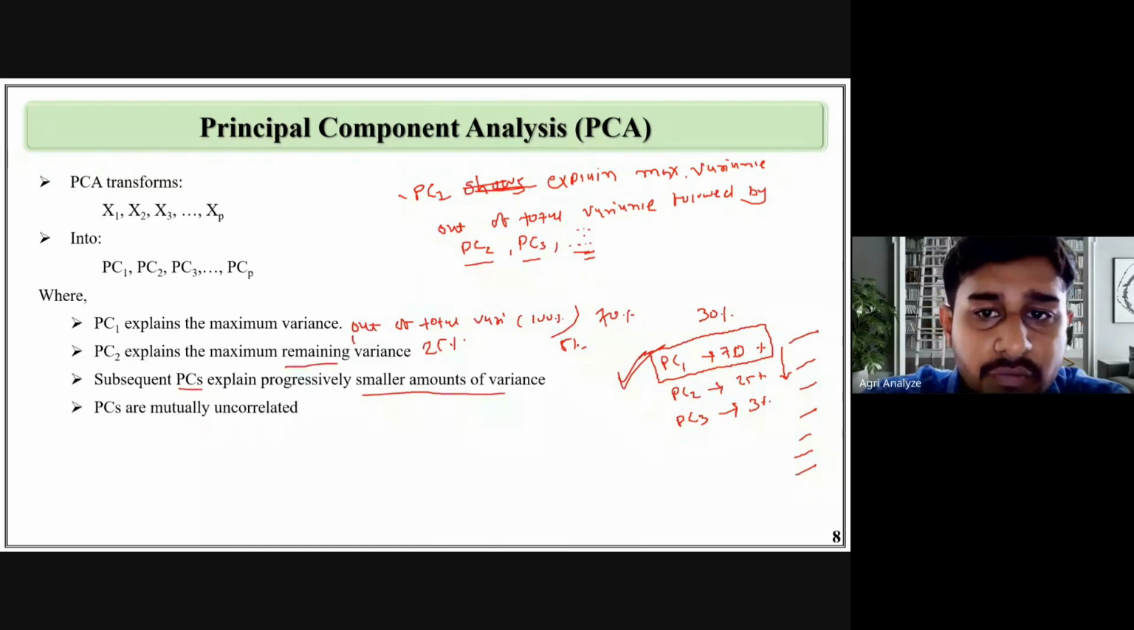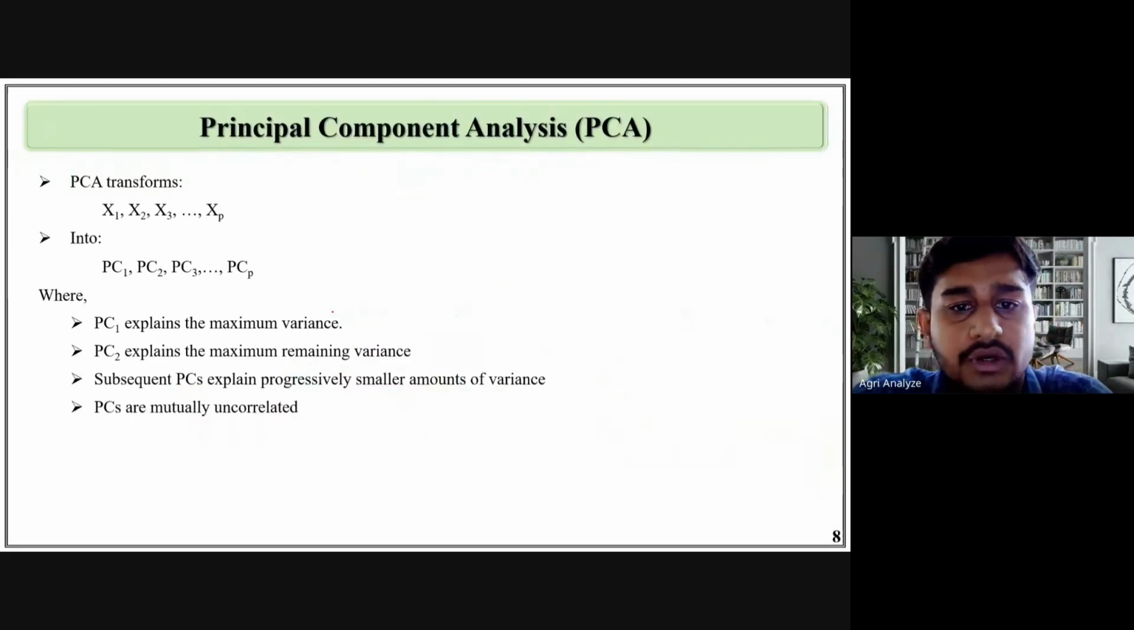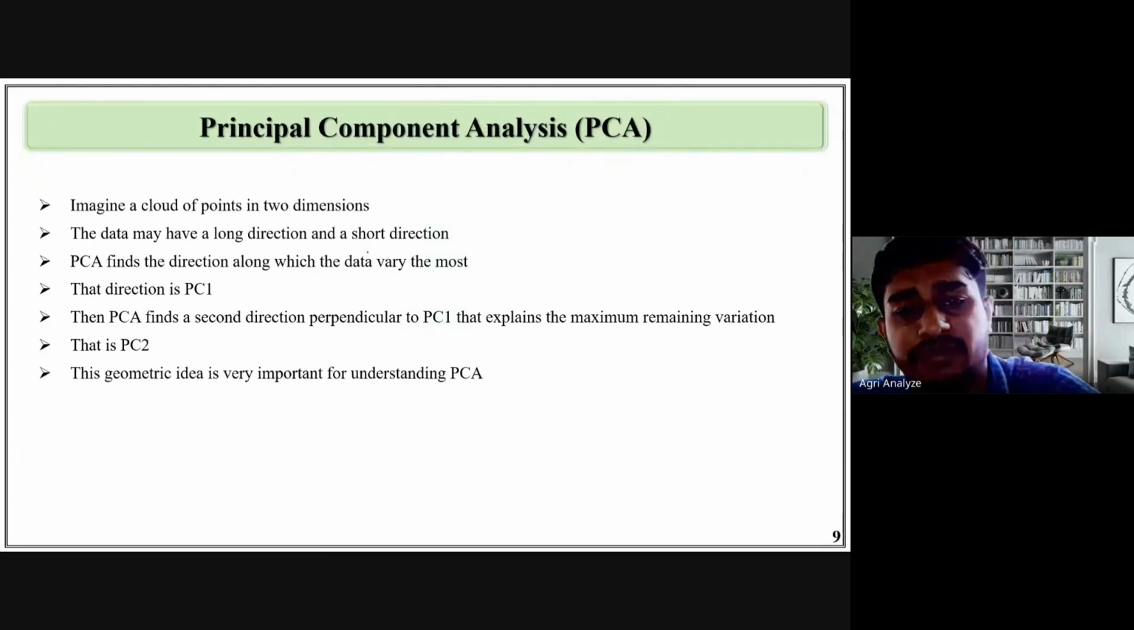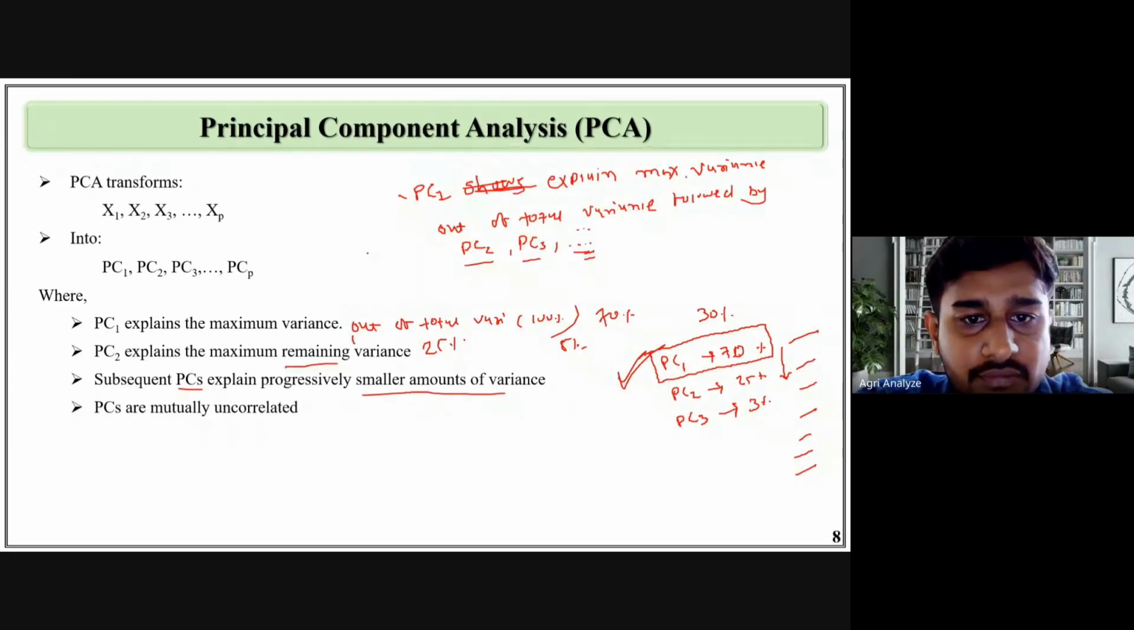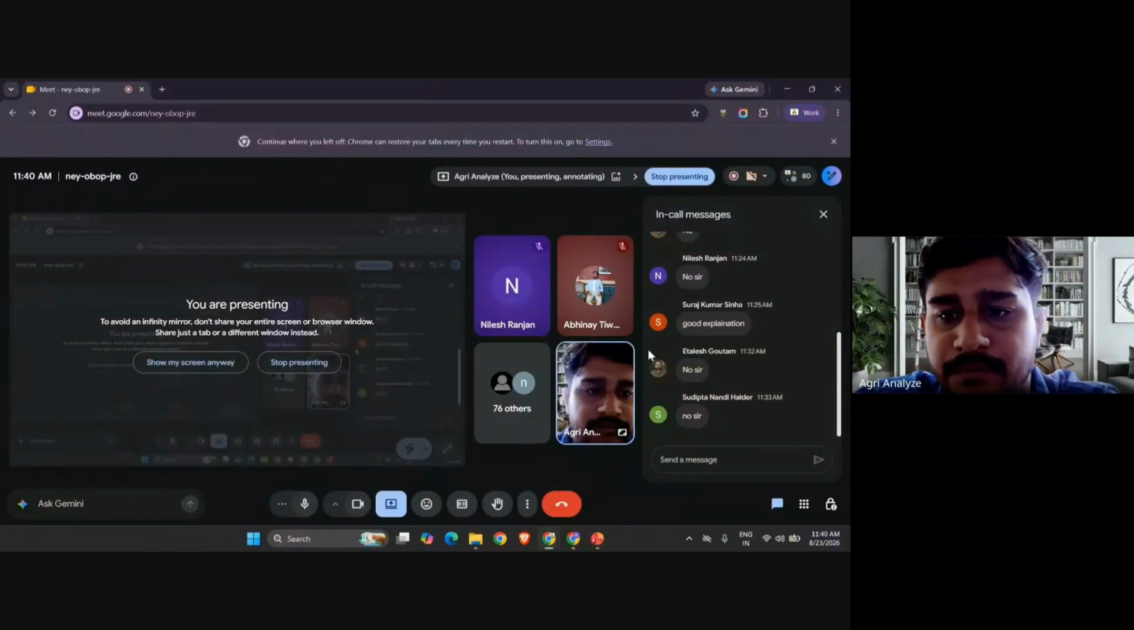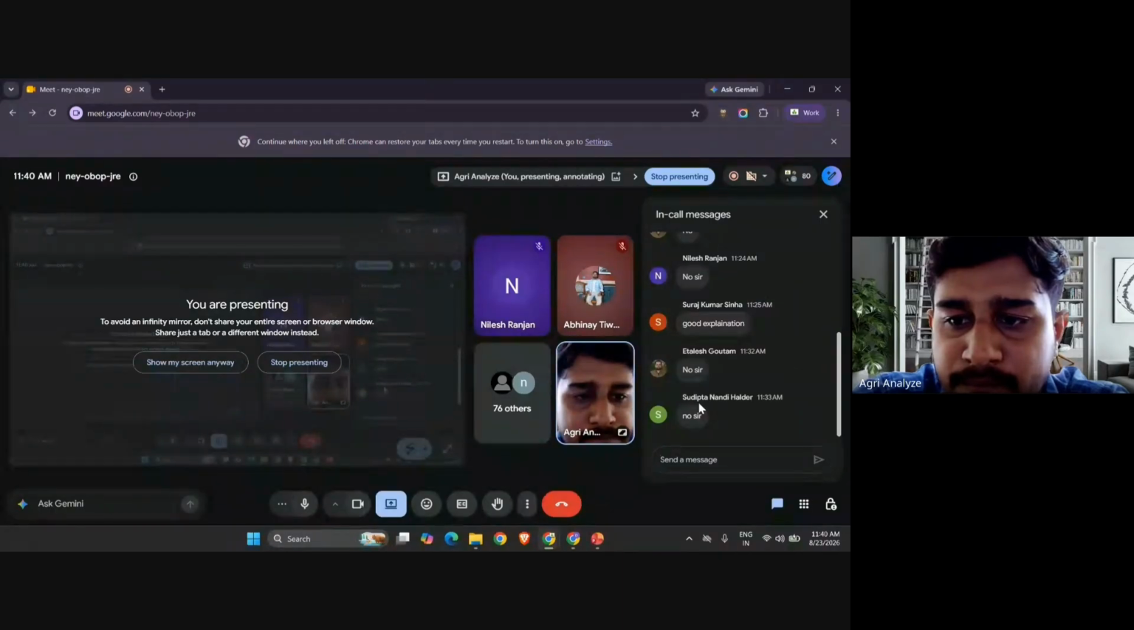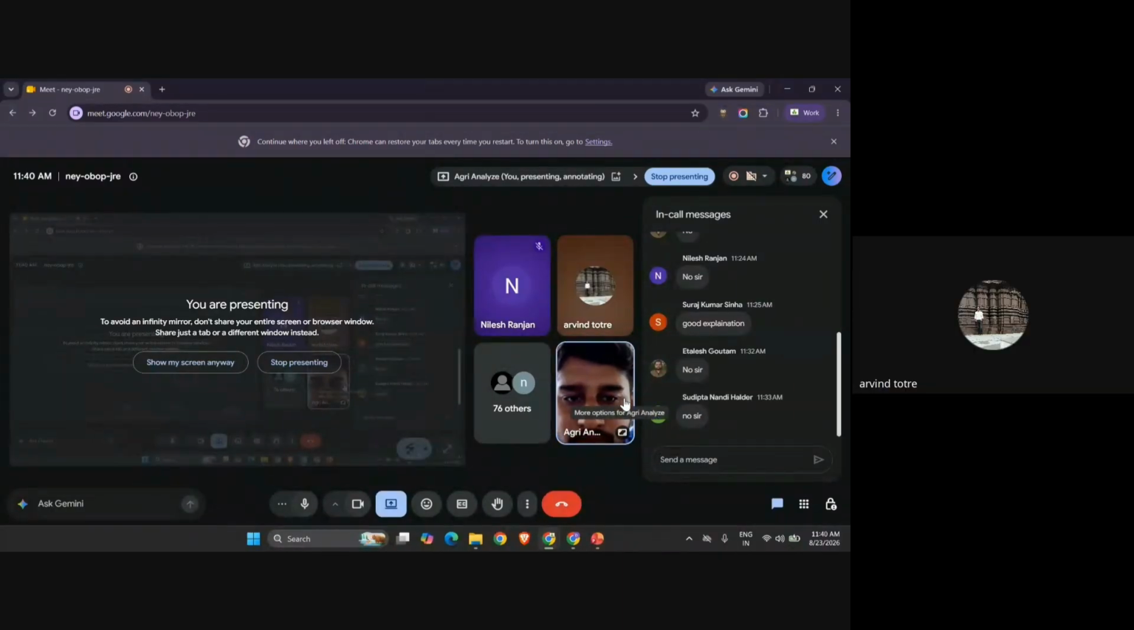So here all the PCs are mutually uncorrelated with each other. It means they are orthogonal to each other. For variance purposes, if anyone has a question: why does PC1 show maximum variation?